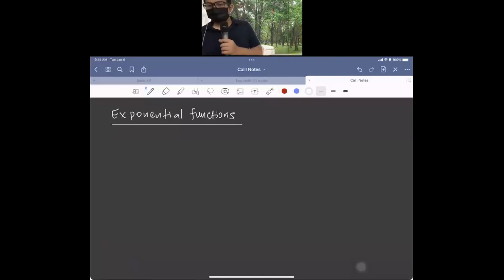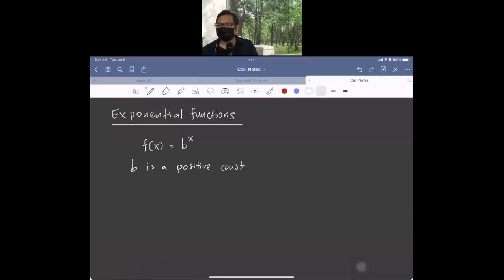Statistics, exponential, right? Okay. Now the general rule is that exponential is just b with power of x. b is a positive constant. We usually call it the base. And the base also appears in the logarithm, because the exponential and the log are inverses of each other.